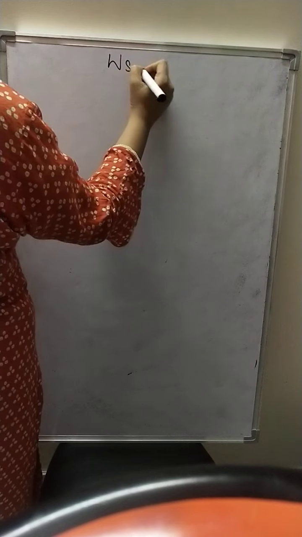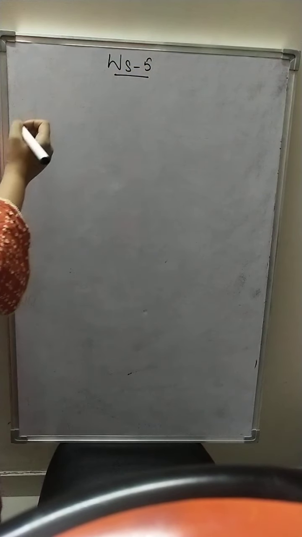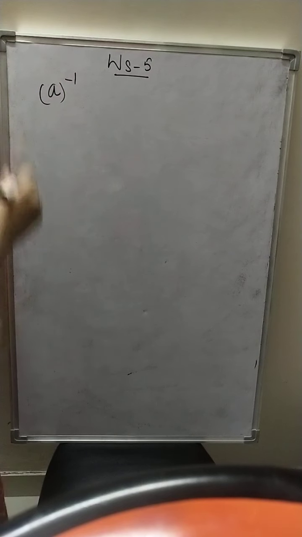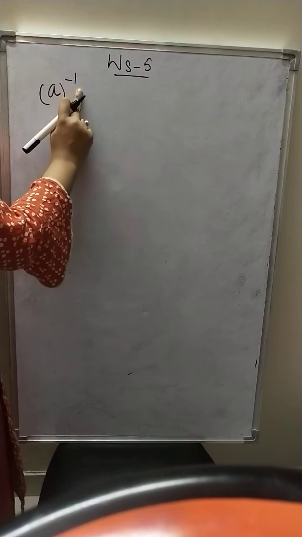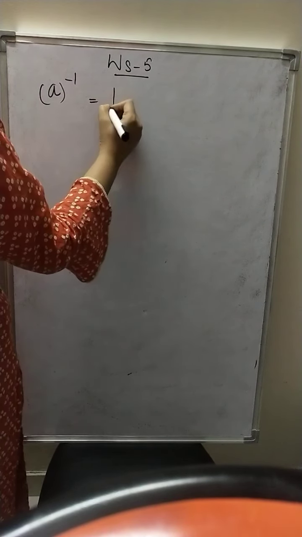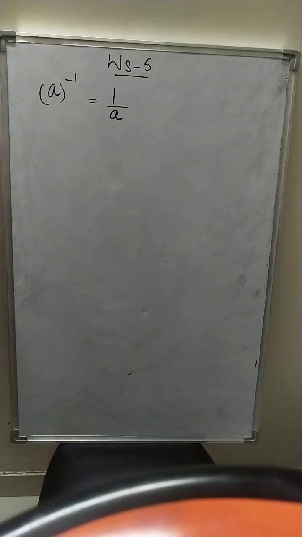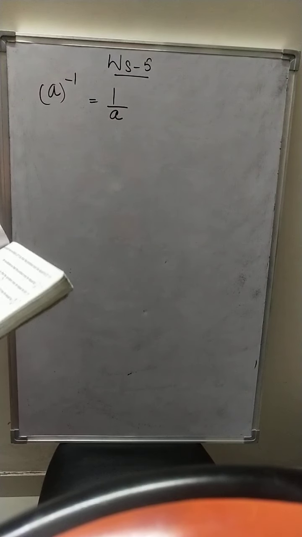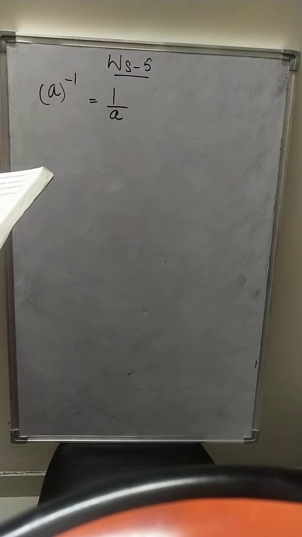Class 7th, let us start with worksheet 5 of chapter exponents today. Right, a few things which I would like to tell you before doing worksheet number 5: if I have a number a and I raise it to the power of minus 1, whenever we get a negative exponent, the answer always changes. We have to take the reciprocal of that number.